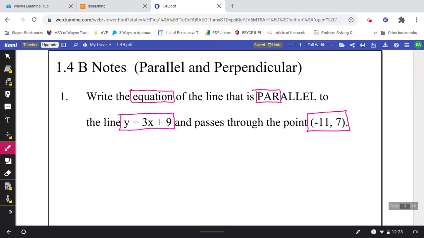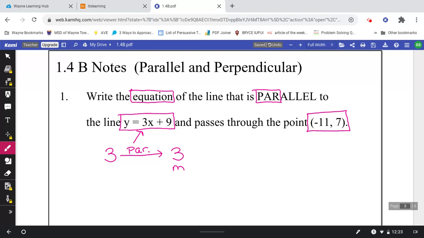So the first thing I need to do is deal with this parallel situation. So I need to find my slope. It looks like my slope is right there. So my slope is 3, which means that my parallel slope would also be 3. So we're going to be using 3 as our m. And then we're going to be using our point (-11, 7).